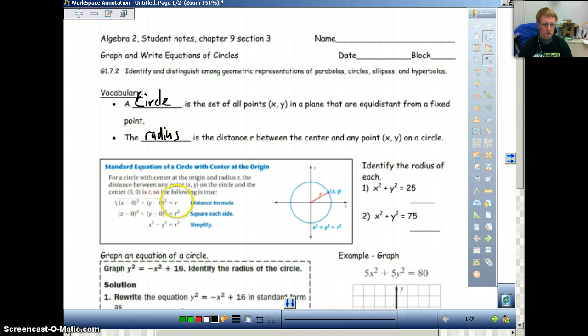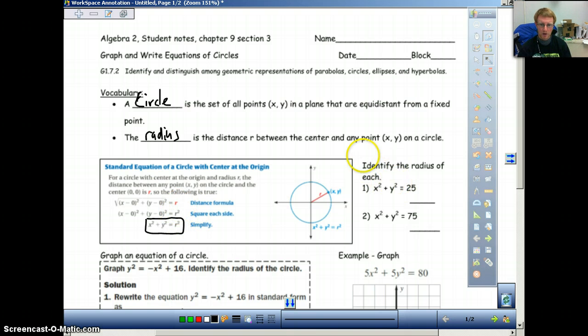So if you look at the equation of a circle, the equation is derived with basically the distance formula, but here is what our equation ends up being. It's x squared plus y squared equals r squared. R is representative of the radius. So if the radius of a circle is 5, then this right here would be 25. If the radius of the circle is 3, then this right here will be 9.